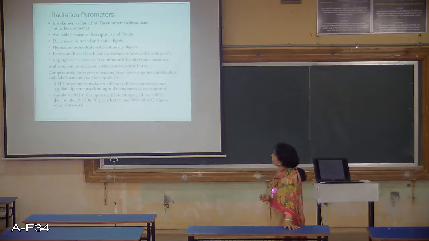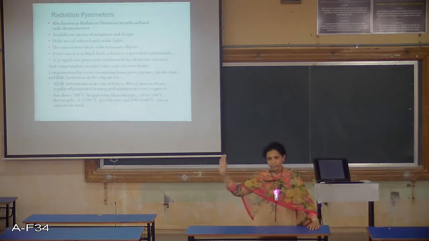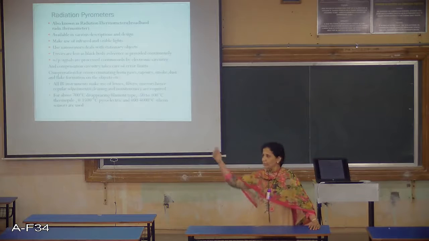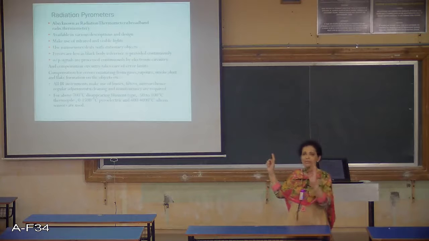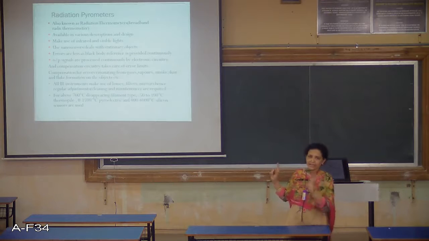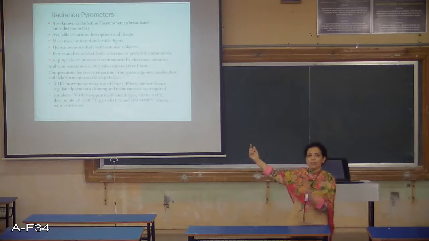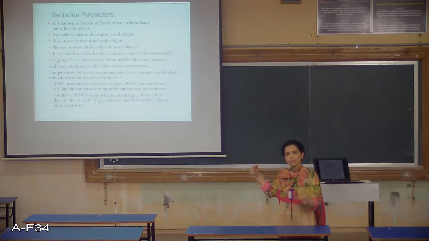So they make use of infrared and visible light. They use nano sensors and deal with stationary objects. Basically they are fixed in one place and the person goes there, or the machinery is also moving, but the pyrometer is fixed. Even movable ones are available, again with corrective measures taken. But we began with pyrometers which are stationary. Now movable ones are also very popularly available.